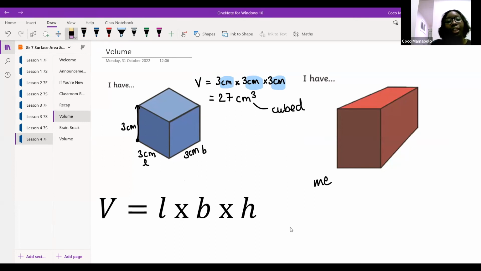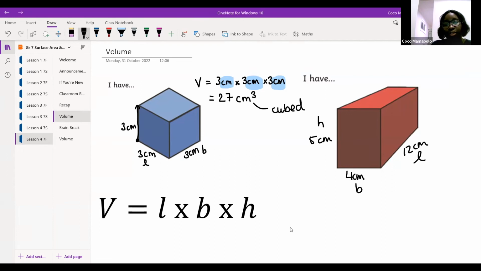Okay. Now, we're still going to use the same formula, but for my rectangular prism, it's not going to look the same. I'm going to have, let's say the side is 4 centimeters, the side is 12 centimeters, and over here, I still have 5 centimeters. Let's say that. Okay. When I calculate for my volume of a rectangular prism, I'm going to take my length and multiply it by my breadth, and then I'm going to multiply it by my height.